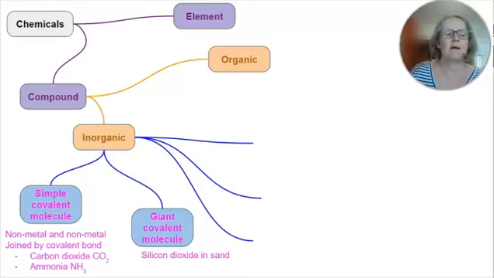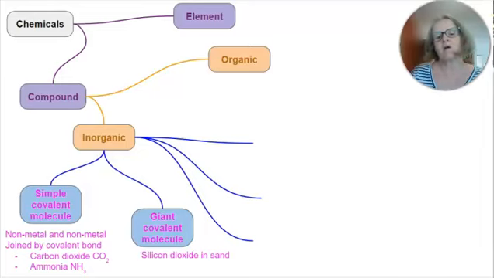If it's inorganic, there are many ways that we can describe compounds that are made up of more than one type of atom that don't contain carbon with hydrogen. And one way is to think about how they are joined to each other as atoms. If they are joined covalently, that means they share electrons. If it's a non-metal and a non-metal, they will join together by sharing electrons. And if they are very simple and small, we call them a simple covalent molecule. And the examples there are carbon dioxide and ammonia. And you'll notice carbon dioxide obviously has carbon, but it doesn't have any hydrogen, so it's inorganic.